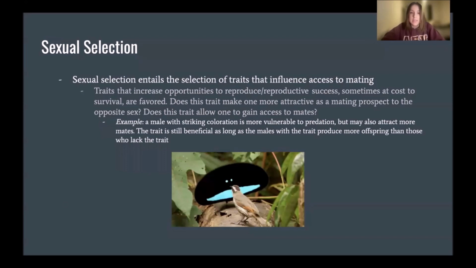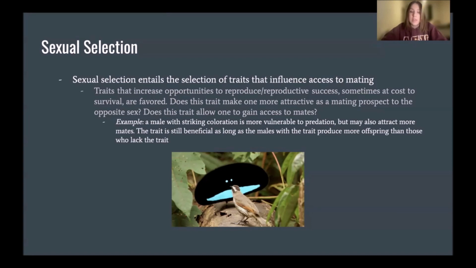Sexual selection. Sexual selection entails the selection of traits that influence access to mating. So traits that increase opportunities to reproduce, sometimes at cost to survival, are favored. Does this trait make one more attractive as a mating prospect to the opposite sex? Does this trait allow one to gain access to mates? So in the example below with the image, this male has very striking coloration, but this coloration also makes it more vulnerable to predators. But it also attracts more mates.